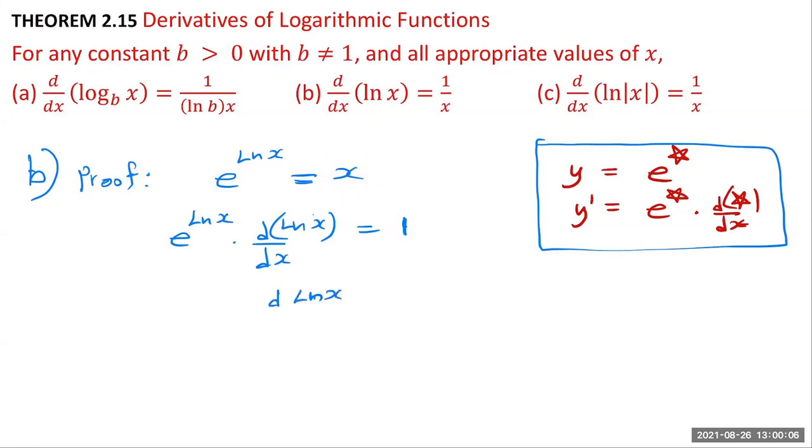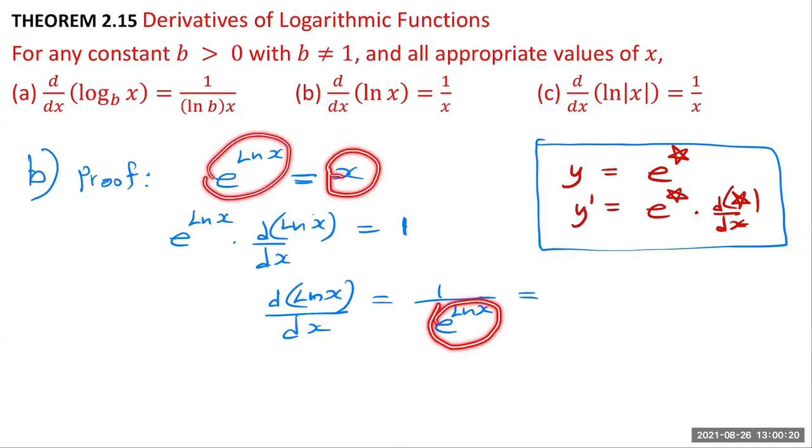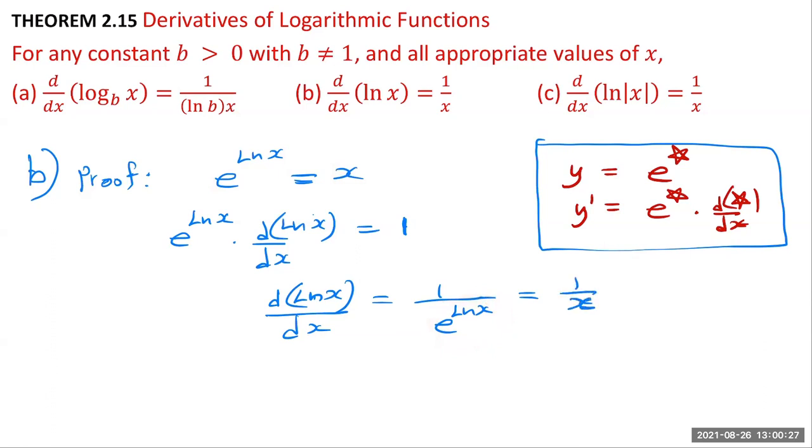Derivative of ln x, d over dx ln x, is equal to 1 divided by e to the power ln x. But I know that e to the power ln x is just x. So I can replace this by x. Okay, I get the desired function. So the derivative of ln x, that means d over dx ln x, is equal to 1 over x. That's what I wanted to prove. Okay, that proves that result.